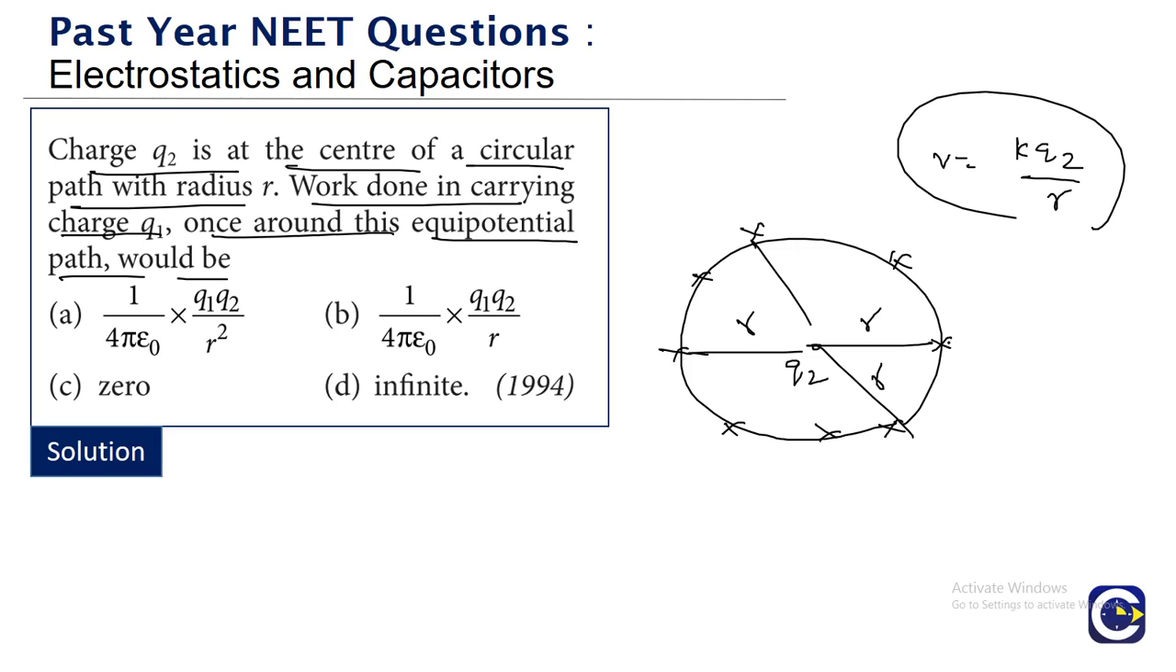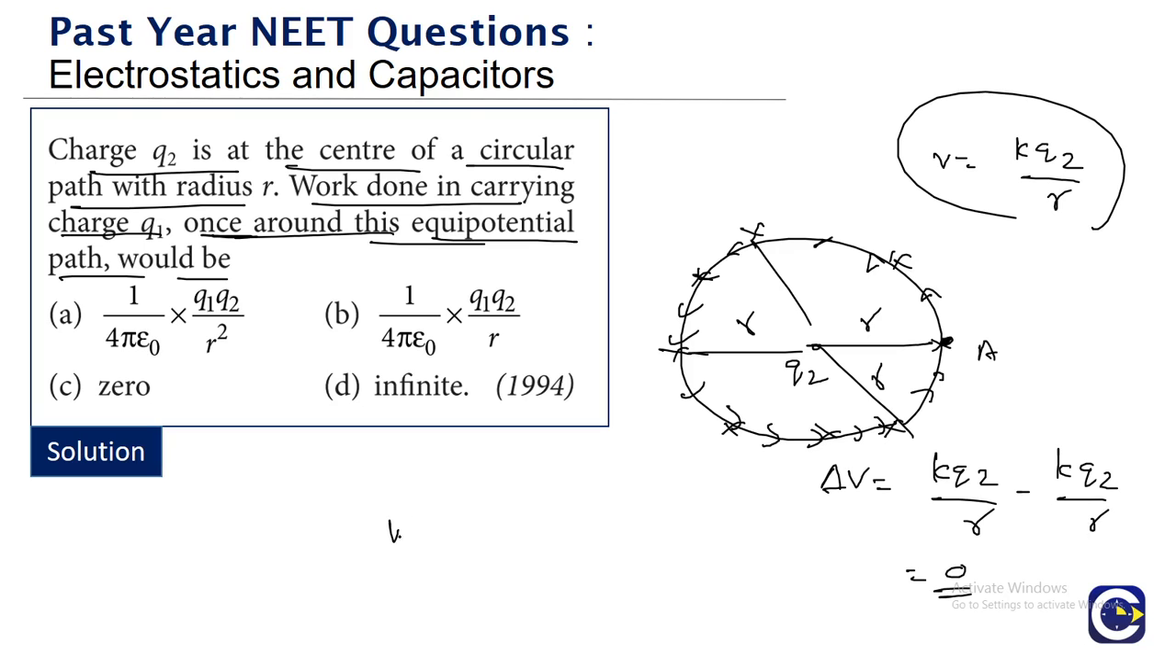Let us say we are starting from A and we have to go around and come back. They are saying once round this equipotential path, means we have to cover one full round. So we are going to come back to the same point, right? Which means the potential difference will be what? Final potential is kq2 by r. Initial potential is also kq2 by r. So potential difference will be 0. So work done in moving the charge q1 will be q1 into delta v, that is q1 into 0, which is 0.